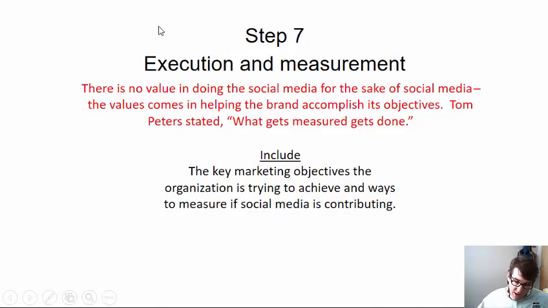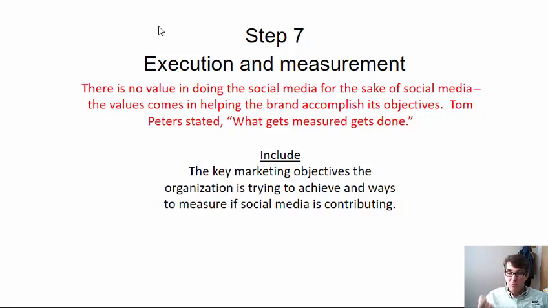The last step of the social media marketing plan that I want you to look at is execution and measurement. There's no value in doing social media for the sake of social media. Companies are out there saying, yeah, we have a social media page. Well, what does it do for you? What are your objectives that you're trying to achieve with it? Well, I don't know, we have a social media page. That's almost a waste of money because it's not really getting them anywhere if they're not working towards an objective.